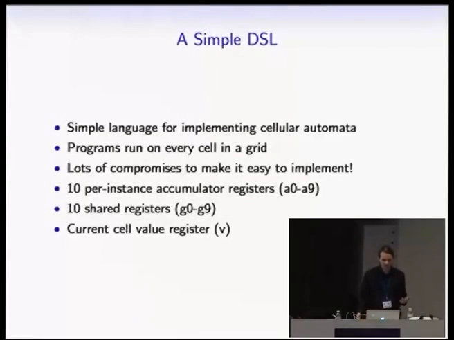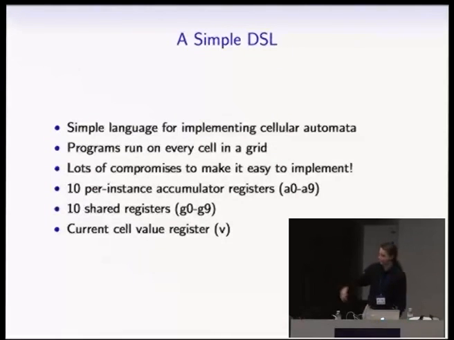Because I was really lazy writing the parser, this language doesn't have named variables. It just has 10 local registers, A0 to A9, and 10 global registers, G0 to G9. And when the program starts running, all of these are 0. The local registers are reset to 0 for every square. The global ones are not.